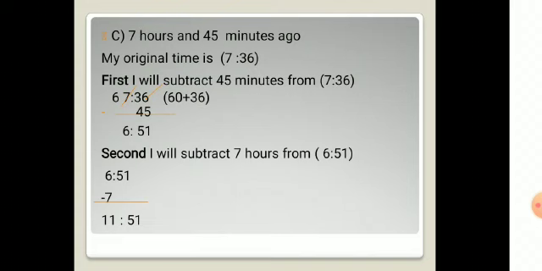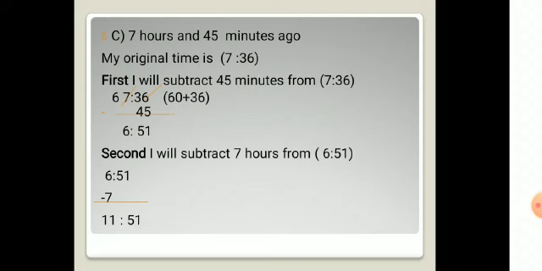And what about the hours? The 7, it will be 6, because I took already from it, I borrowed from it 1 hour. So my time now will be 6:51. Did I finish yet? No, of course not. There's another part, which is subtracting the 7 hours from my time now. My time now is 6:51. I need to subtract another 7 hours from it.